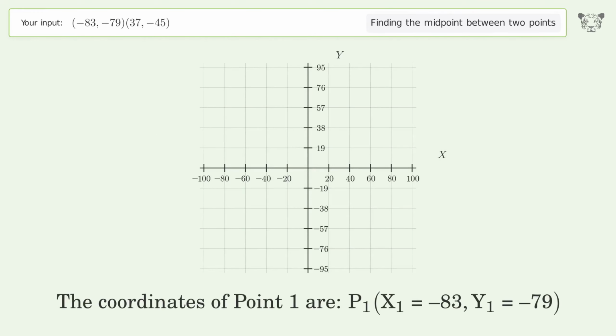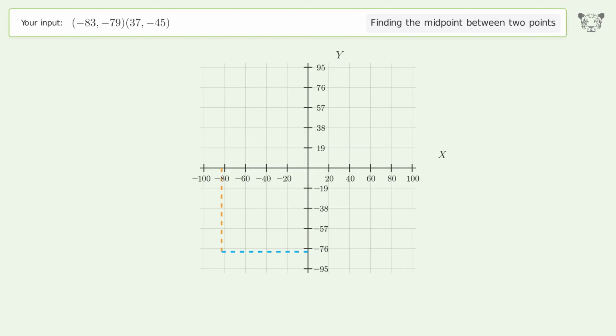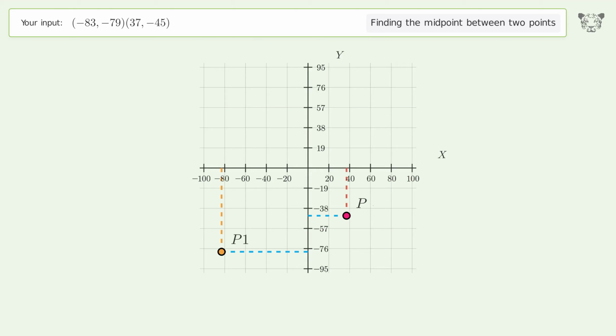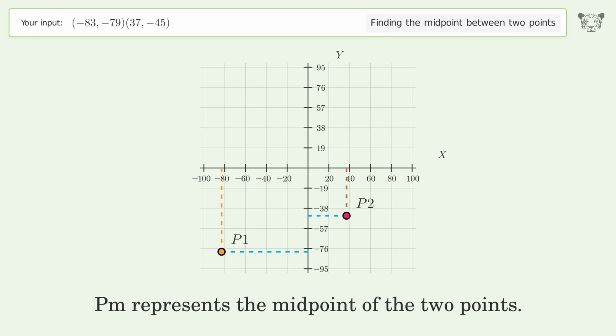The coordinates of point 1 are x1 equals -83, y1 equals -79. The coordinates of point 2 are x2 equals 37, y2 equals -45. PM represents the midpoint of the 2 points.